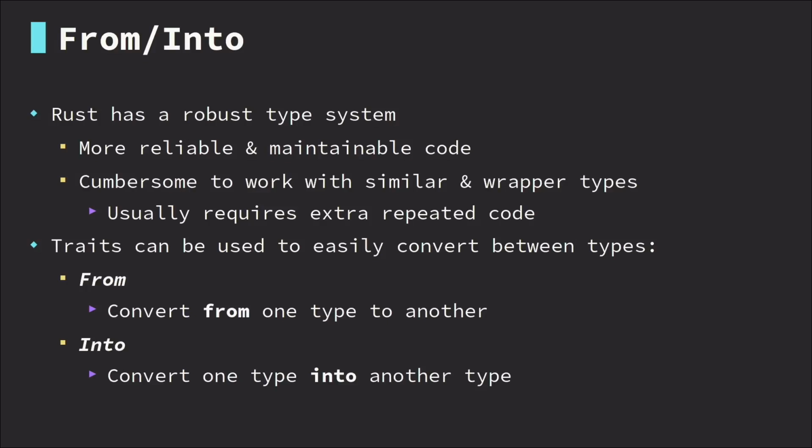However, Rust provides a trait that can be used to easily convert between different types. These traits are called From and Into. The From trait starts with a type that you want and will convert another type to it. The Into trait starts with a type that you don't want and converts it into the type that you do want. Let's take a look at a few more details before jumping into an example.